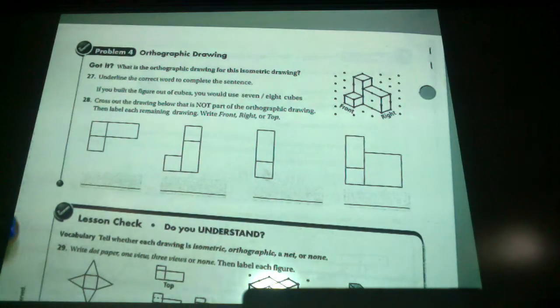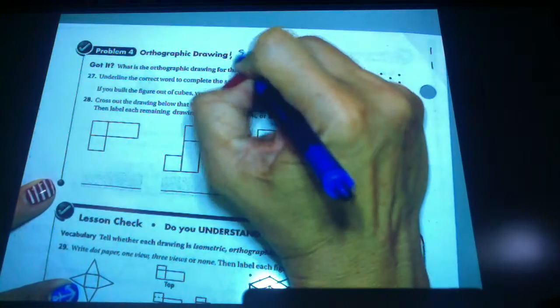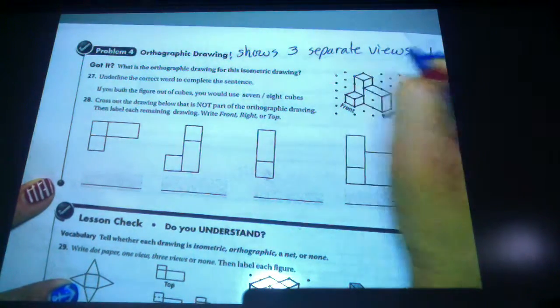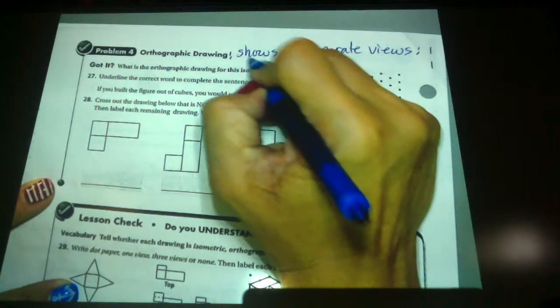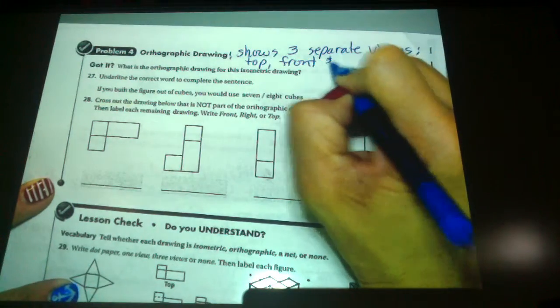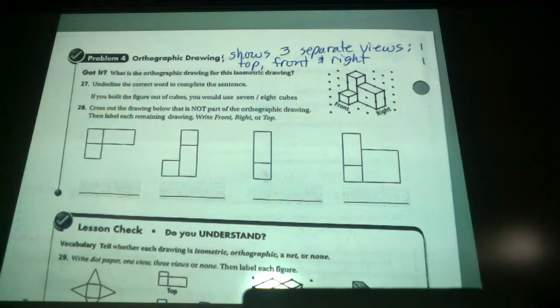Technically, well, let's look at it a little bit differently, because that's not typically what I look at for an orthographic drawing, but it should have 3 views, so it shows 3 separate views. You get a top, a front, and a right. I don't know why there's not a left. I personally would need a left too, because sometimes a left will make a difference, but for our purposes, we'll look at the top, the front, and the right.